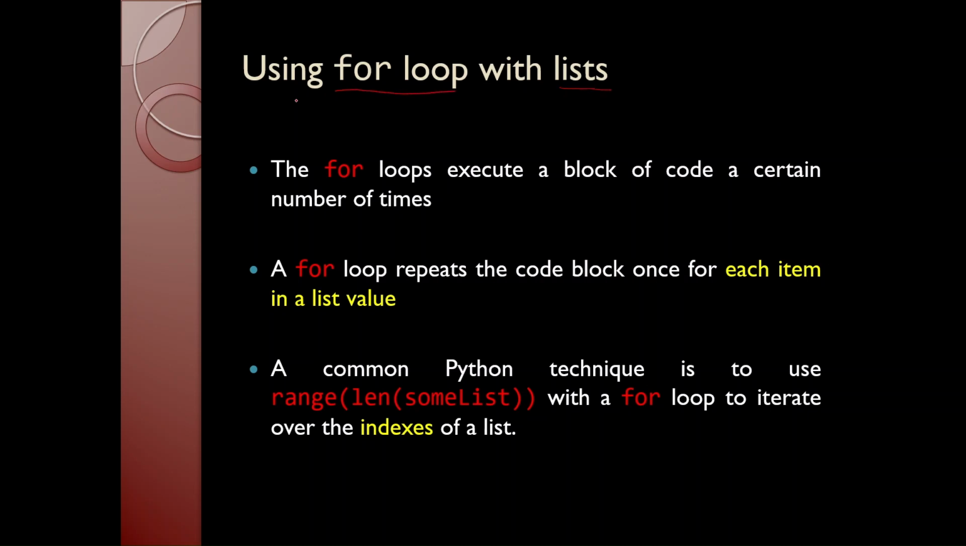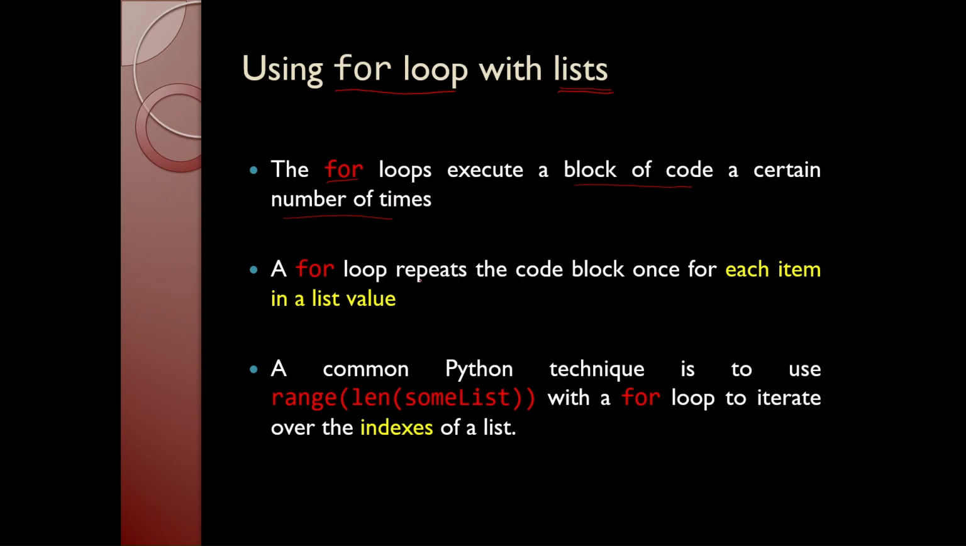In this session, I am going to talk about how for loops can be used with lists. We have seen for loops in the previous session, but now let us apply these for loops to lists and see how it works. As we know, for loops will execute a block of code a certain number of times. You know how many times it has to execute, and that many times the statements under the for loop will be executed.